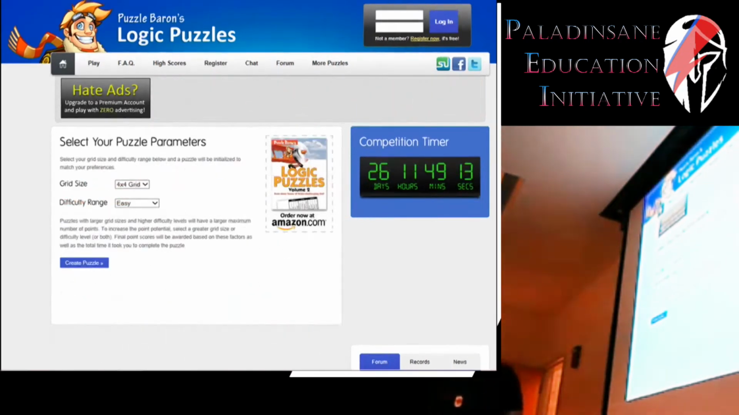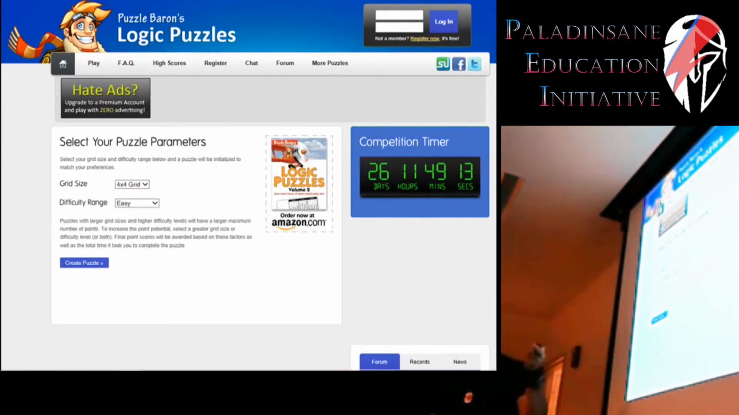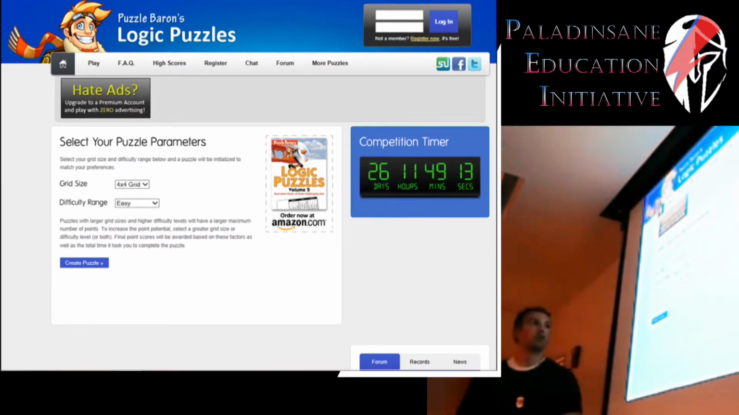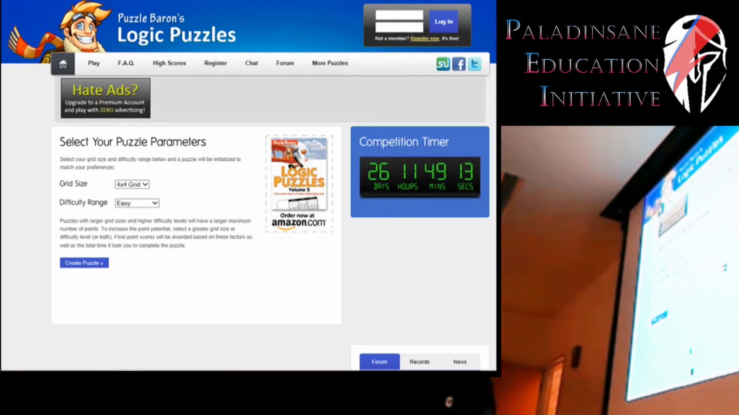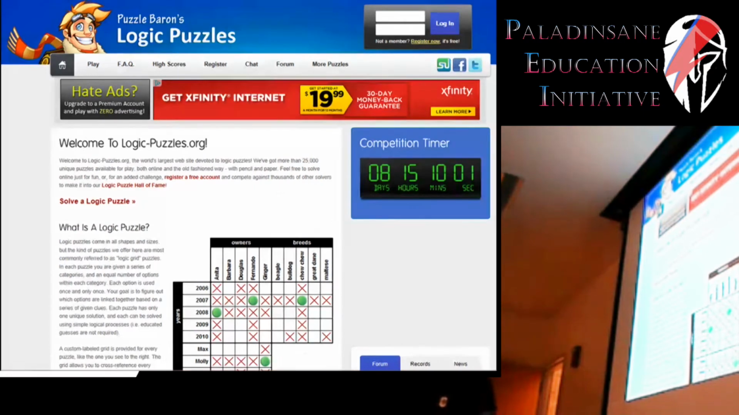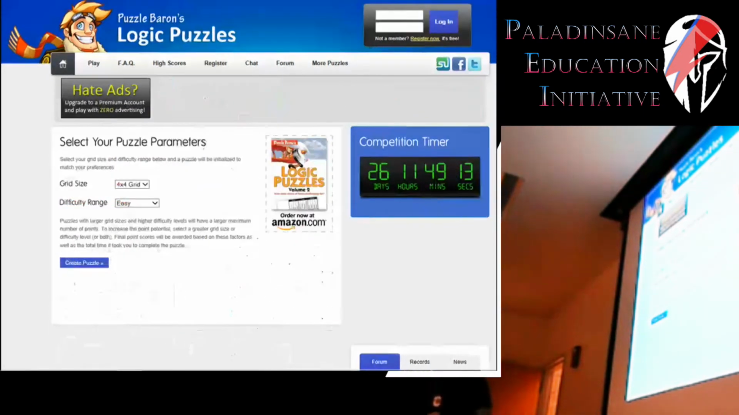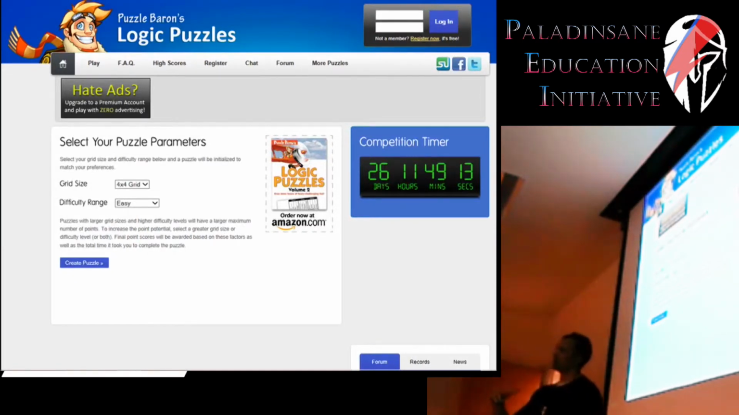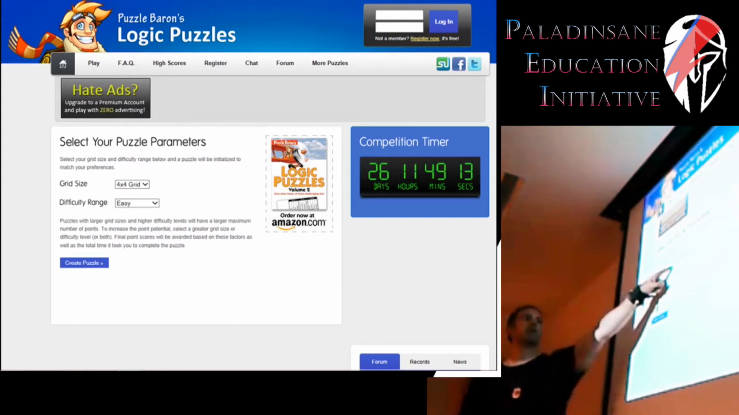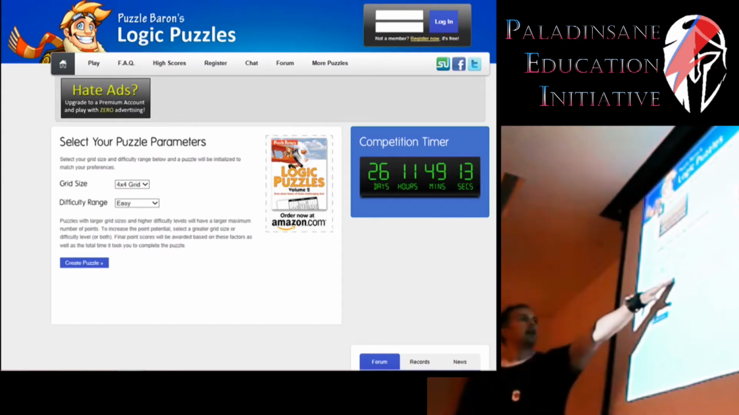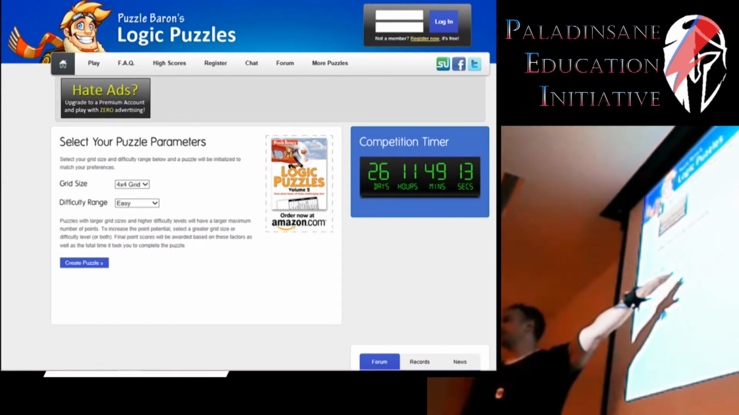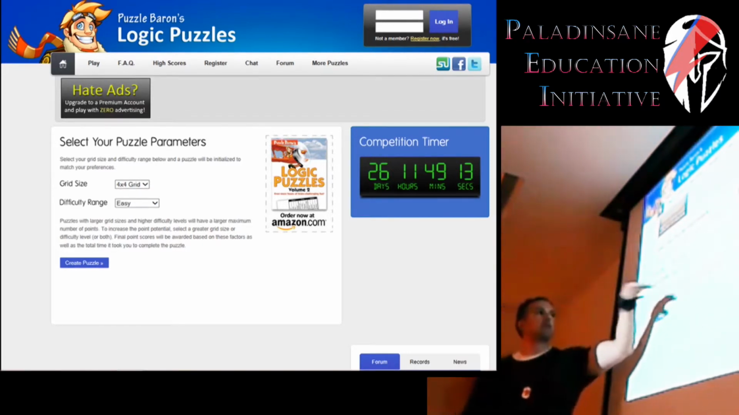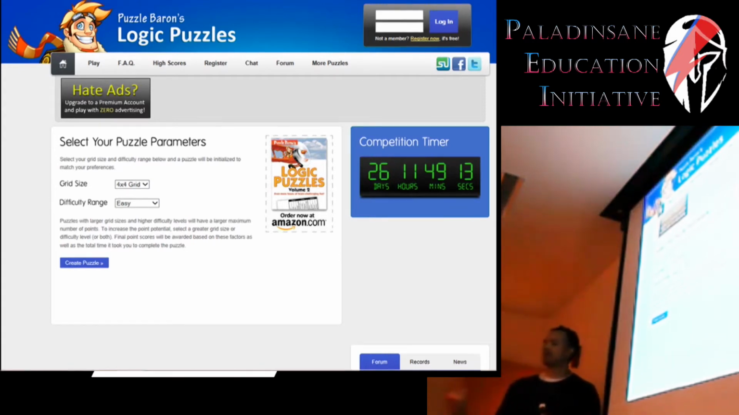You can actually log in if you want and create yourself a user account so that you can track what you're doing. But if you go to the logic puzzles and click on solve a logic puzzle, it'll get you here where you can select your puzzle parameters. What we're going to be using for the exam is the 4x4 grids like the ones we had in class, in the difficulty range of easy. There's moderate and expert as well, but the ones on your exam are going to be 4x4 at the easy setting.